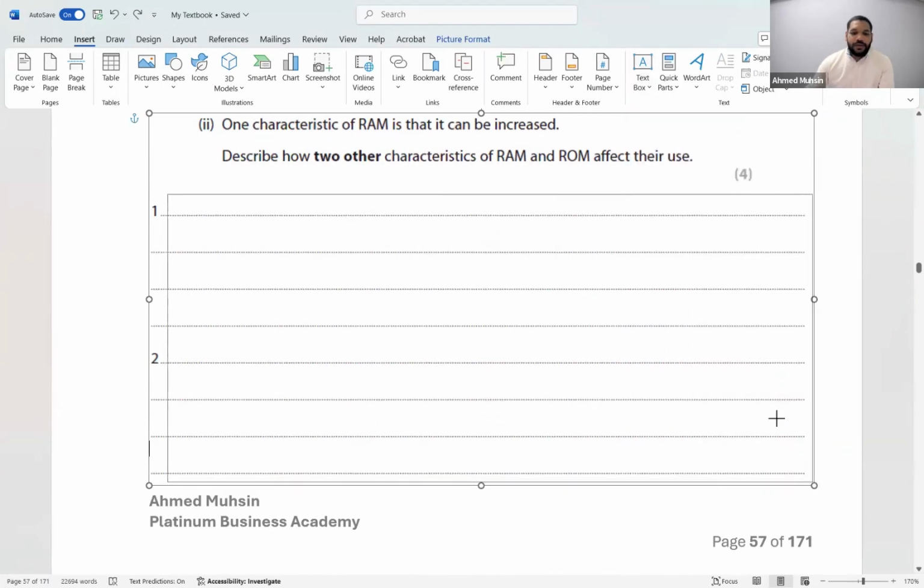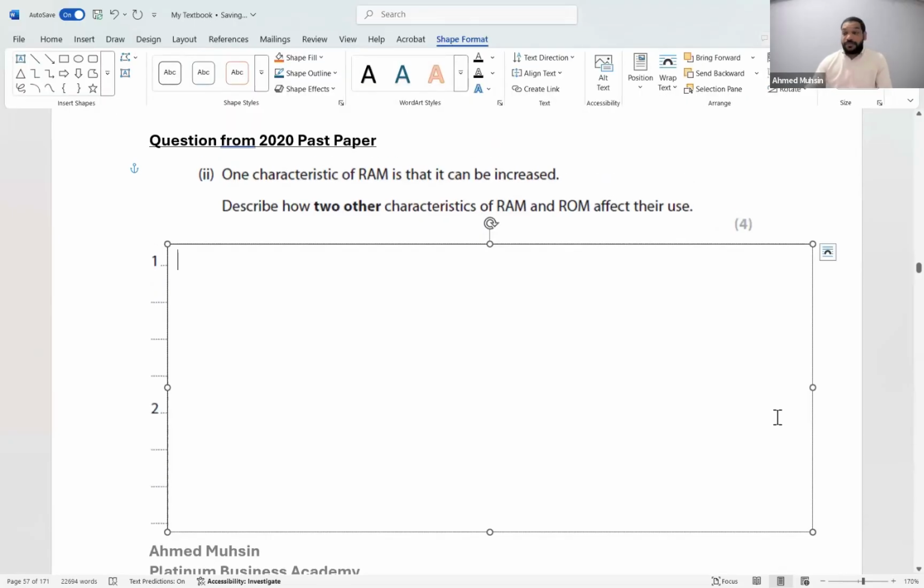Yes, guys, one characteristic of RAM is that it can be upgraded. You can upgrade its capacity here. The question: describe how two other characteristics of RAM and ROM affect their use. So guys, tell me another characteristic, and I'll compare it with RAM and ROM.